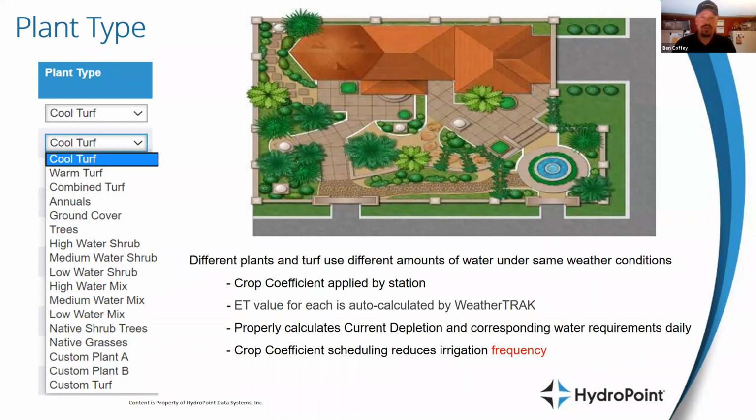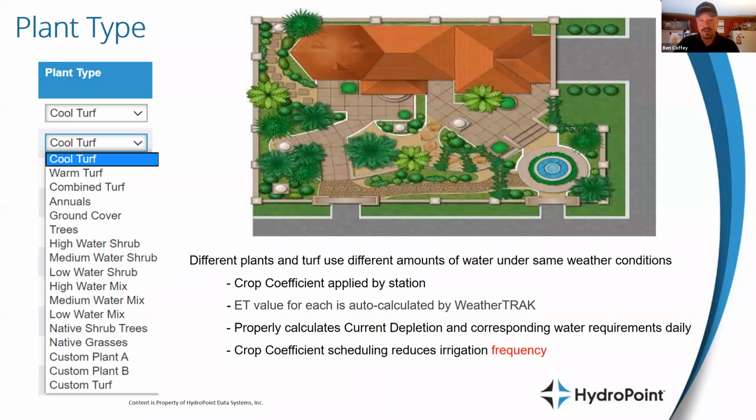So when you tell WeatherTrack that you've got cool season turf, behind the scenes, WeatherTrack knows the science of how much water that type of plant pulls out of the soil. And so that's what crop coefficient is, right? Every different type of plant pulls a different amount of water out of the soil. So your shrubs pull a different amount of water than your grass does. And this can definitely affect the frequency that we need to irrigate.